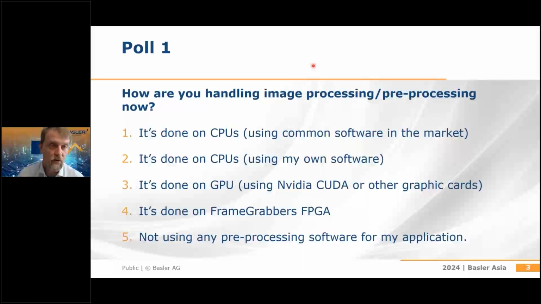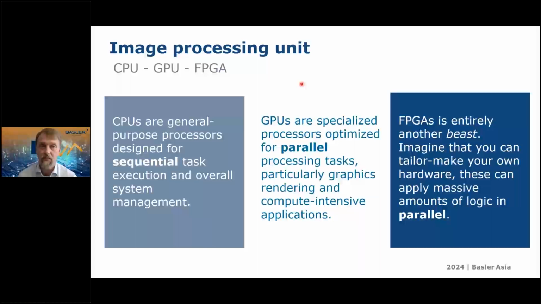So thank you very much for taking part in the poll. When we are talking about image processing, there are different architectures enabling this. The most known and used one is, of course, the CPU. We see more and more people using the GPU, while there's also a different architecture that can be used for performing image processing, or at least image pre-processing tasks, and that's an FPGA.